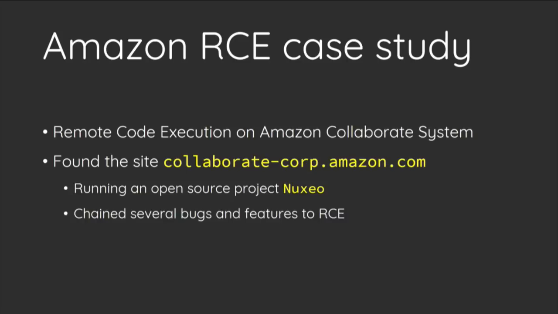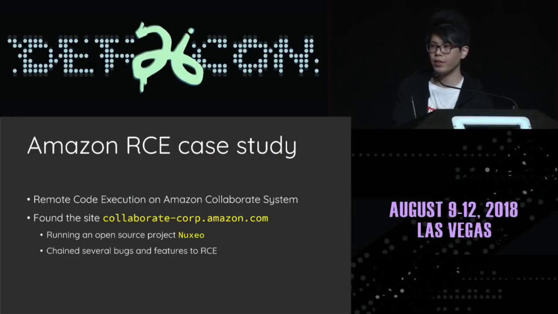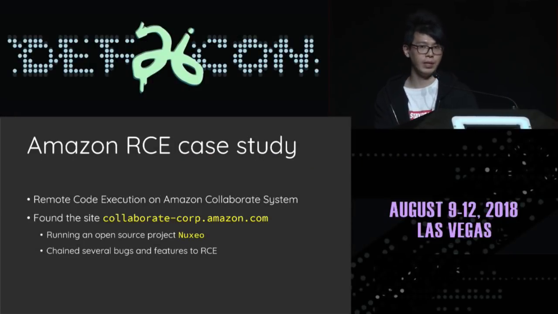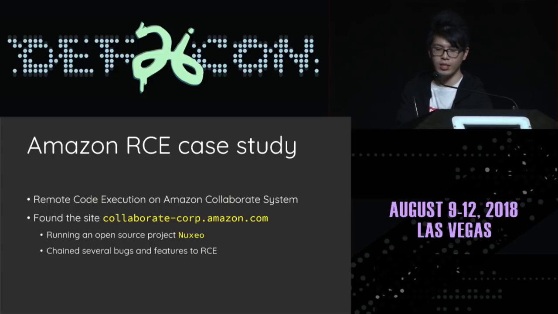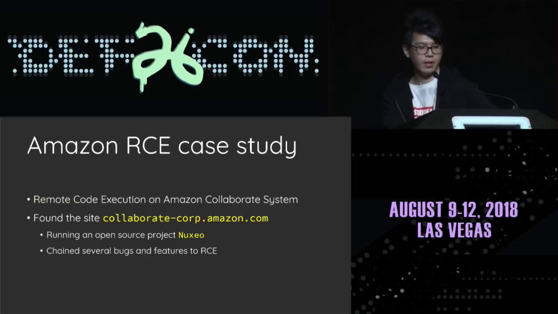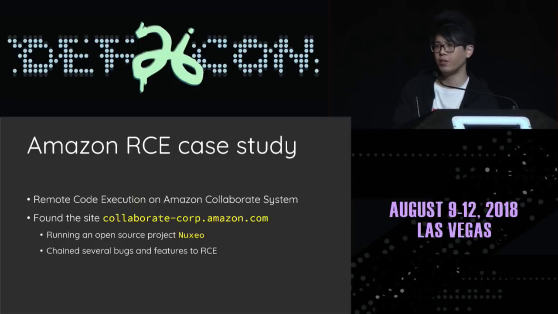The last is our Amazon case. While searching for targets, we found a special domain. From the name, it seems to be the collaboration system for internal purposes. And from the copyright, we know this system was built from an open source project, Nuxeo. Nuxeo is a content management system for business applications. It's written in Java. But at that time, I just wanted to improve my Java auditing skill, so I started to review the code.